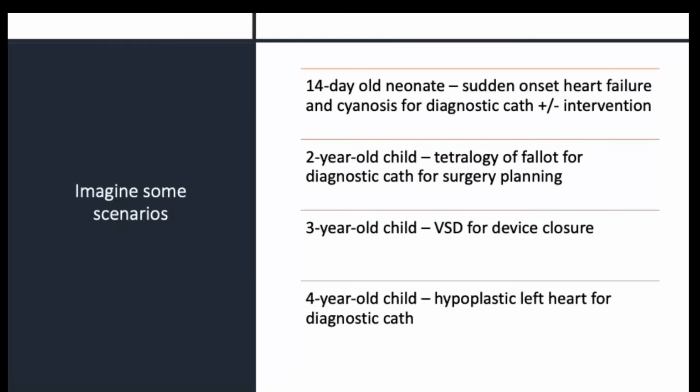So guys, at the beginning of this talk, I'm going to give you 4 scenarios, make a little mental note or a physical note. And they are: a 14-day-old neonate presents after birth with sudden onset cardiac failure and cyanosis for a diagnostic cath plus minus intervention if the lesion is amenable. We've then got a 2-year-old child with a tetralogy of Fallot for diagnostic cath to plan their surgery. We've then got a 3-year-old child who's got a VSD that on echo is amenable to device closure. And then we've got a really nice one, a 4-year-old child with a hypoplastic left heart for diagnostic cath.